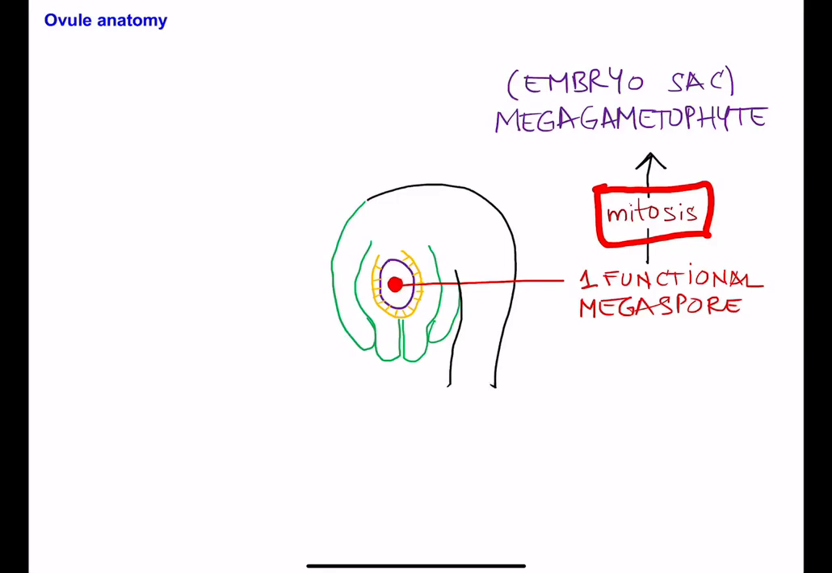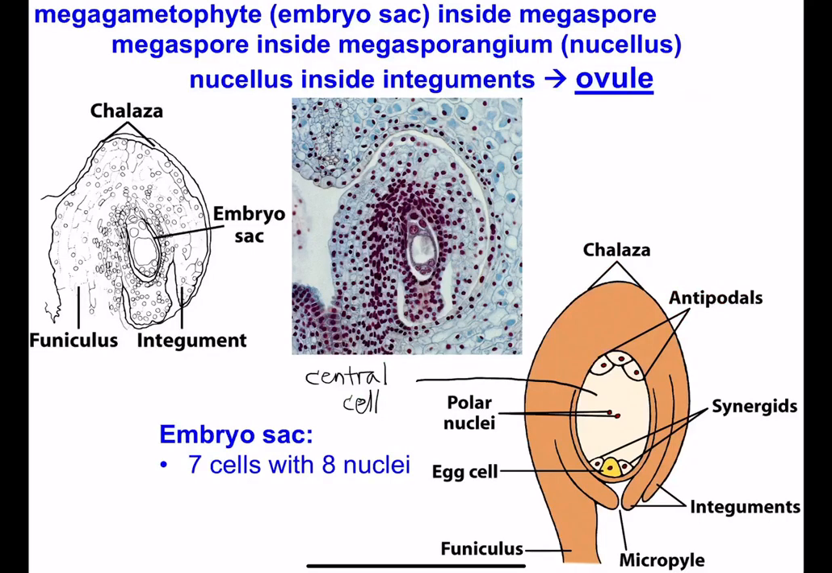the megagametophyte is pretty unique. It is known as an embryo sac. So let's talk about this crazy embryo sac thing. Again, the megagametophyte is literally also known as an embryo sac. Same term. It's inside of a megaspore. The megaspore never sort of releases the megagametophyte.